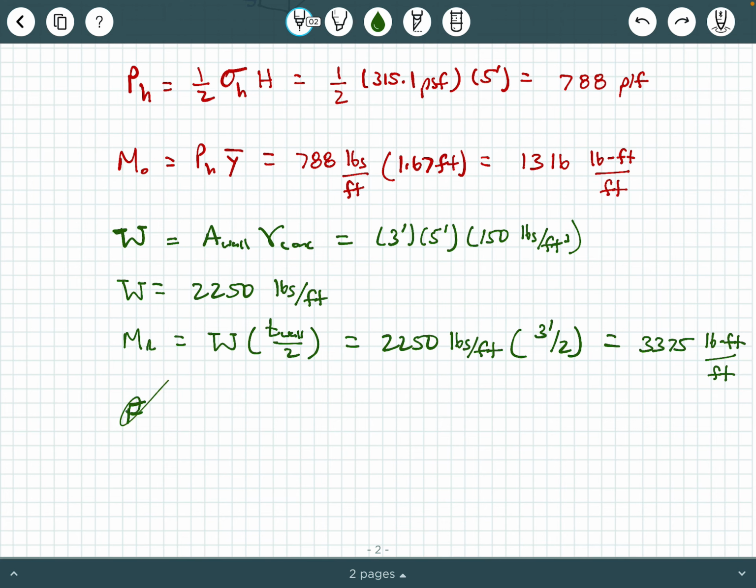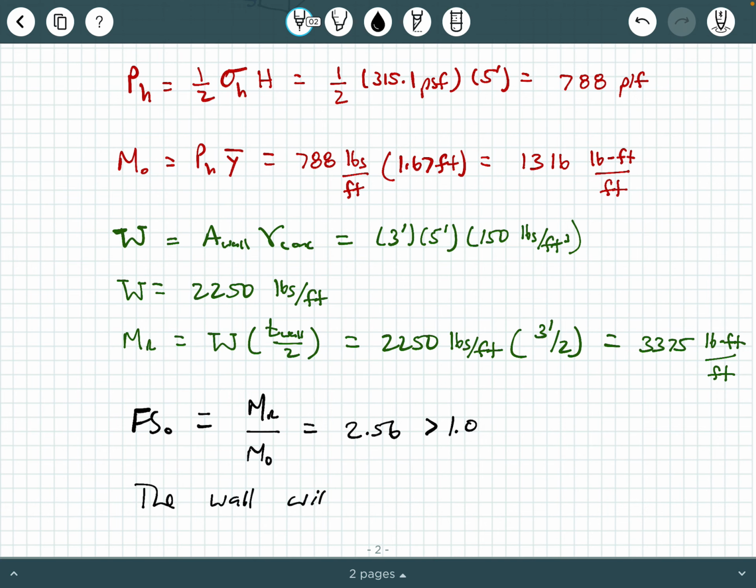And now we can say the factor of safety. Let's color coordinate a little bit better. The factor of safety for overturning is resisting moment over overturning moment. And that will give us the following: 2.56, which is greater than 1.0, and we'll say the wall will not overturn. And that is the conclusion to this problem, and the answer that you're actually looking for is this factor of safety of 2.56, but I've added in a couple little extra bits of commentary. Thanks for watching.